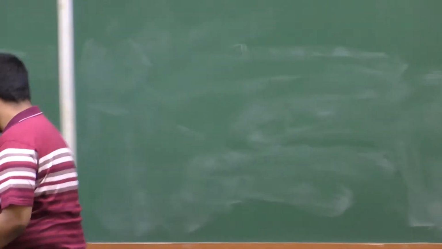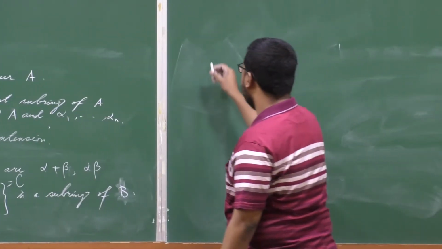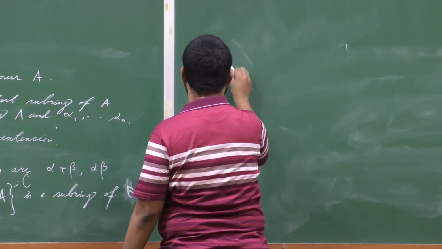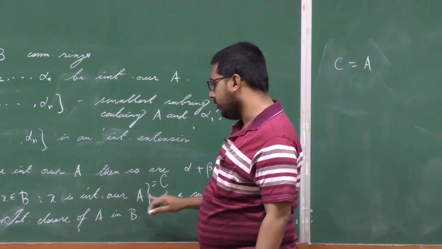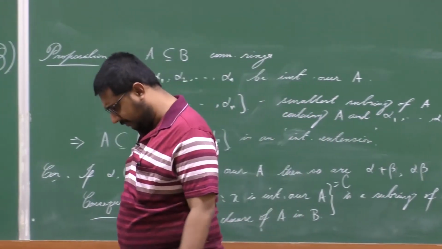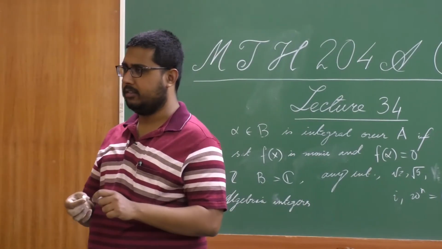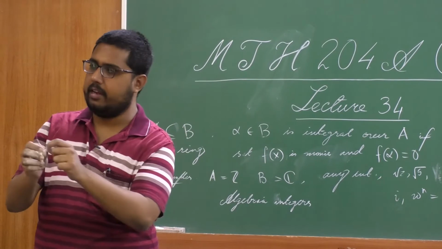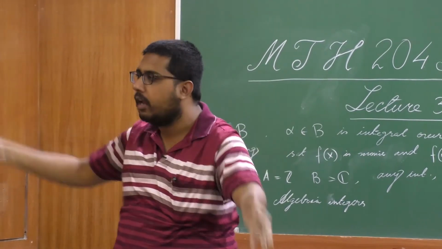So let me denote this by C for the time being. This is just the integral closure. So we have two cases. If C is equal to A, two extreme cases, because we have already shown that any x belonging to A is trivially integral over A, because any alpha in A is a root of the polynomial x minus alpha.